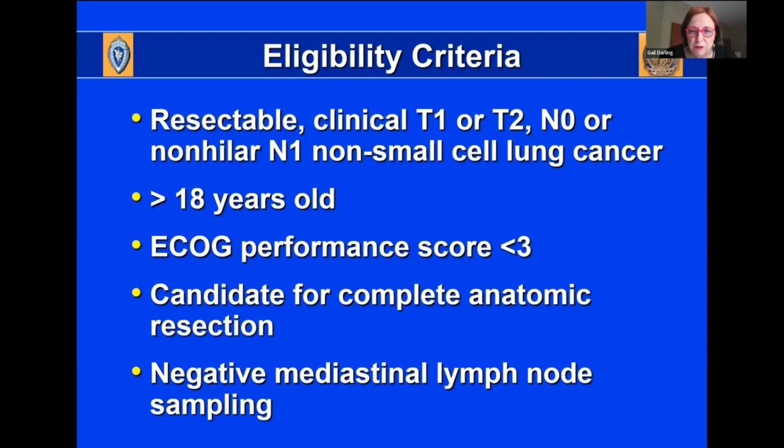They had to be candidates for complete anatomic resection. And prior to randomization, they had to have negative mediastinal lymph node sampling. And this was done in the days before EBUS. So all these patients had their mediastinal lymph nodes sampled either by a mediastinoscopy done prior to resection or by lymph node sampling done at the time of resection.